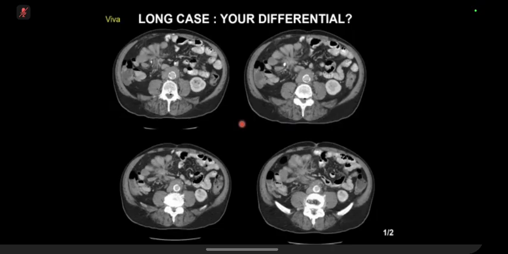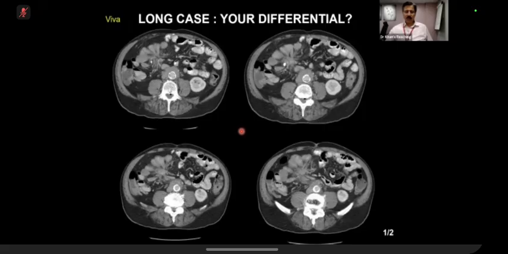So there is a soft tissue around the aorta and some calcification within the lesion. Could this be some inflammatory, like fungal? No, there's no aneurysm here. So I'll take over. Yeah, basically it is a case of IgG4 related disease.